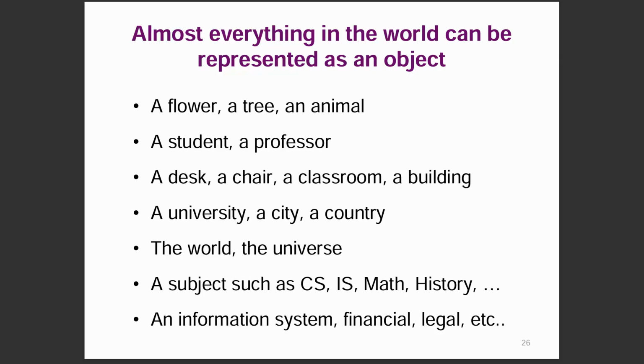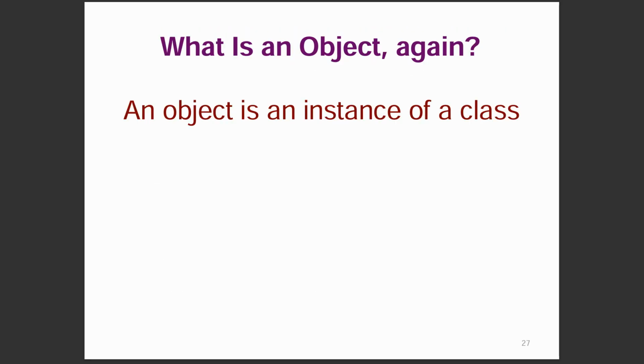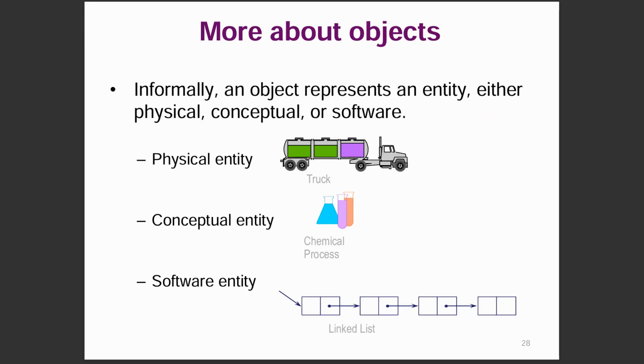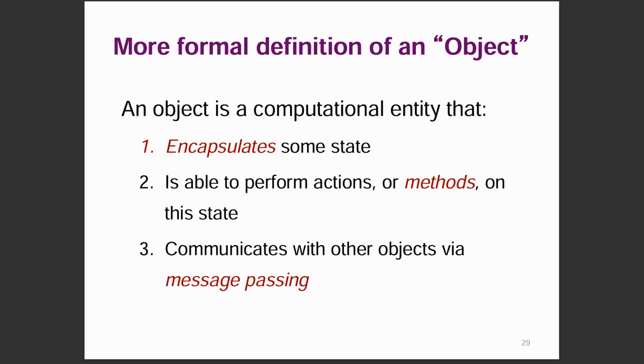So almost everything in the world can be represented as an object. That is true. A flower is an object, a tree, an animal, a student, myself here as a professor, a desk, a chair, and so on. The world, the universe, the school, the institutions, and so on. So all that are objects. So an object we have said is an instance of a class. Simple as that. So objects like physical entities, conceptual entities, and software entities are all objects.